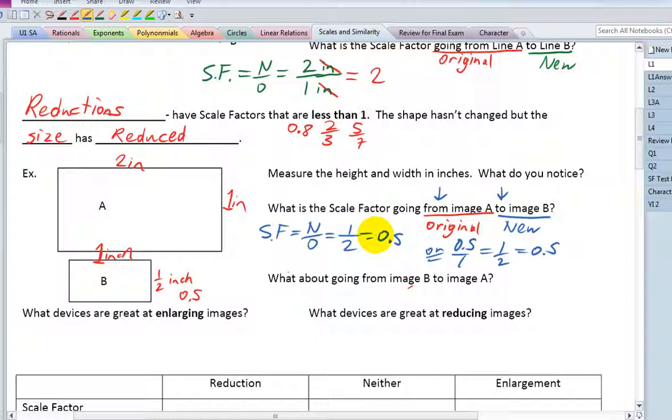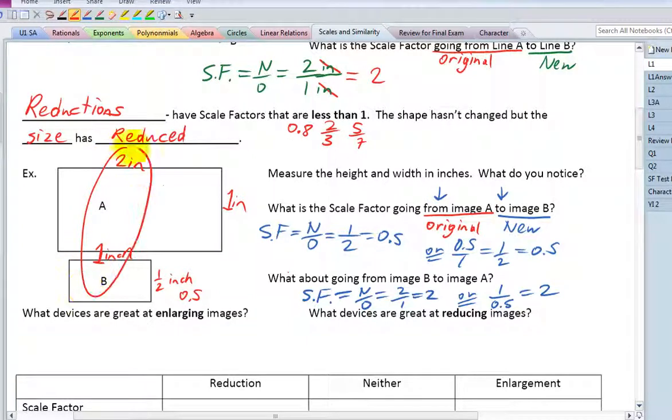What about going the other way? So now for your scale factor, new over original. Now your new is 2, your original is 1, scale factor of 2. Or it would be 1 over 0.5, which again gives you a scale factor of 2. What's important is that you're lining up 2 and 1, and 1/2 and 1. You don't want to cross them, because that makes a wrong answer.